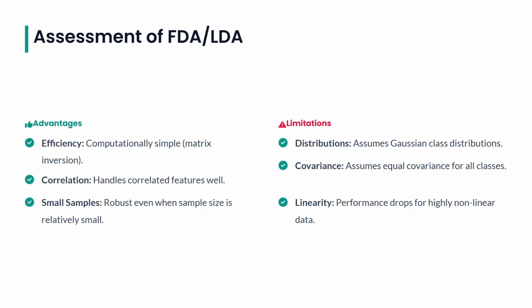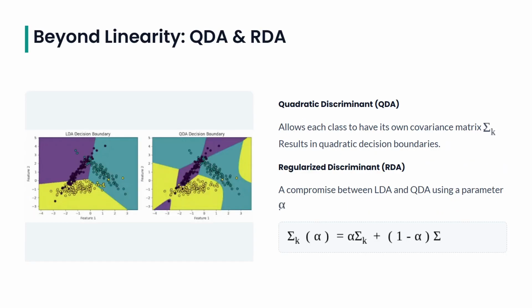Now, what is the advantage of FDA? It is computationally efficient and simple, because we do no heavy matrix inversion. It handles correlated features well, and it is robust for small samples, even when the sample size is relatively small. Limitations: it assumes Gaussian class distribution. It also assumes equal covariance for all classes, and its performance drops for highly nonlinear data. Now there are two other types of discriminant analysis: quadratic discriminant analysis and regularized discriminant analysis.